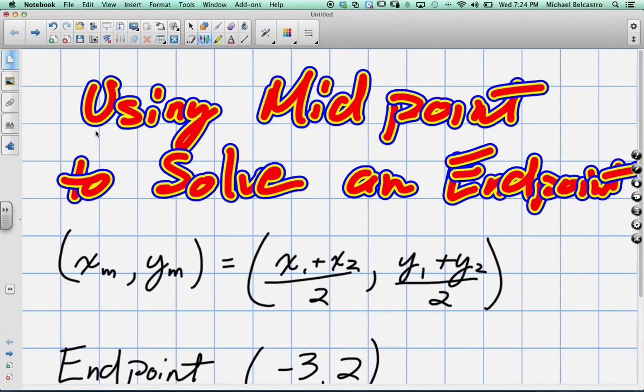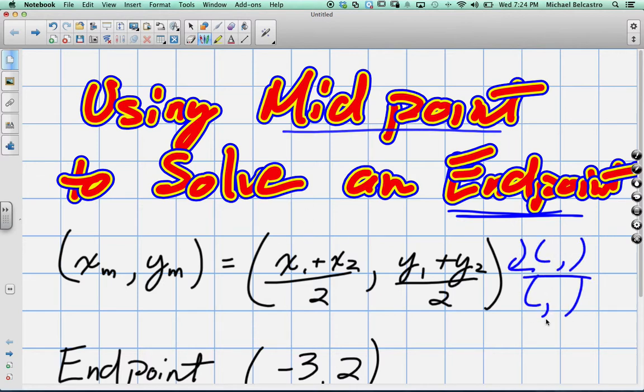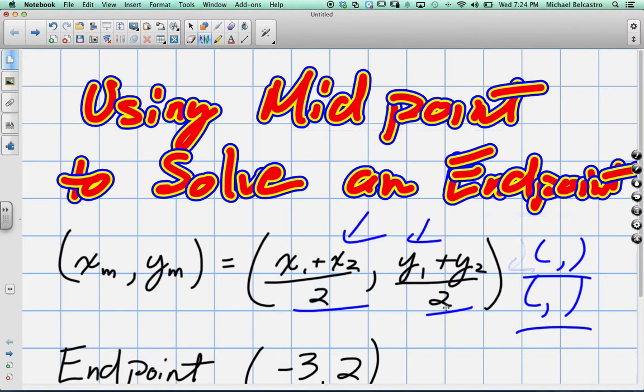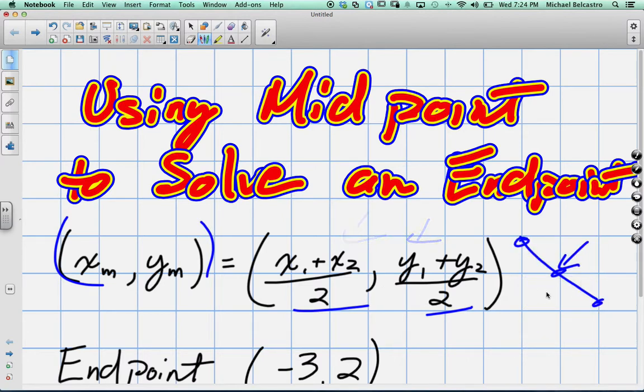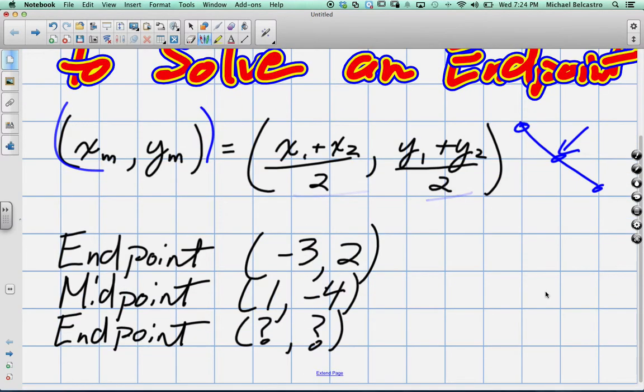We're going to use the midpoint to solve for an endpoint. So we have our midpoint formula here, and normally what happens is you're given two sets of coordinates, and you plug them into your midpoint formula because they're both the endpoints of a line, and you find the middle of the line. Essentially, we have our two endpoints, and we find where the coordinate of the middle would be. But in the question we're about to deal with, they've given us an endpoint and the midpoint, and we're unsure what the other endpoint would be.